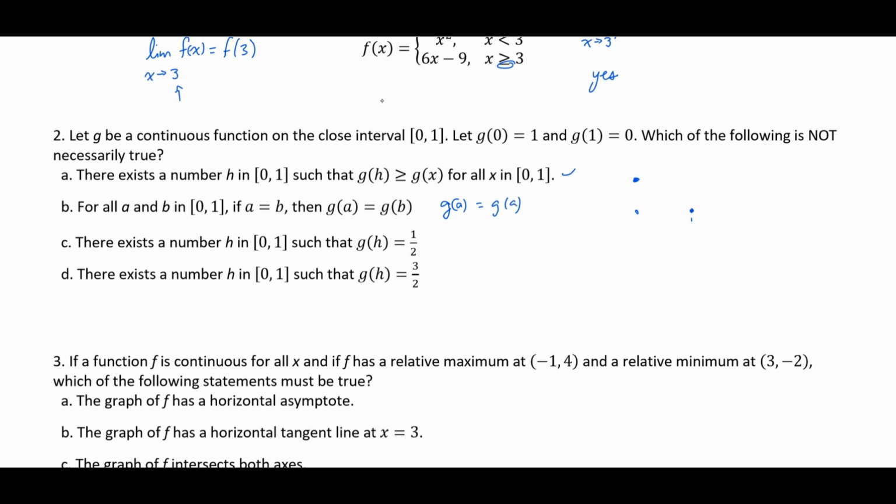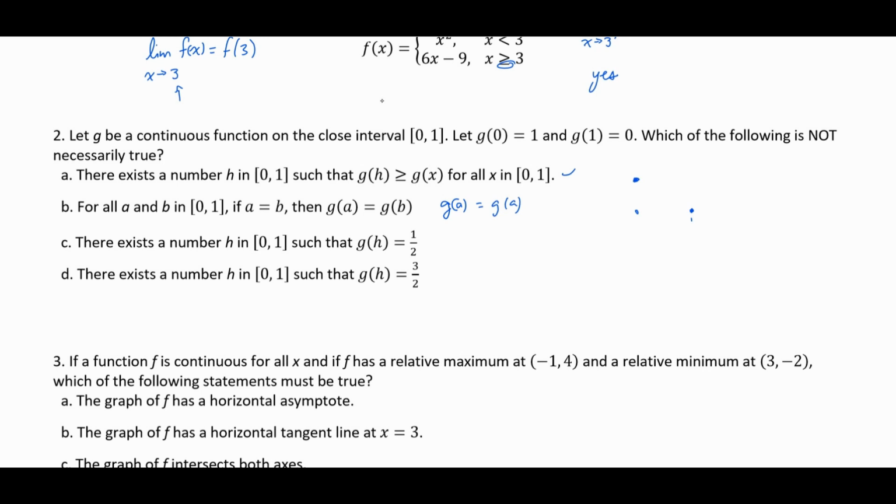Of course they're going to be the same value. I can't even think of an example where that would not be true unless this was not a function and it was a relation. Moving on to C, there exists a number h in 0 to 1 such that g of h equals 1/2.